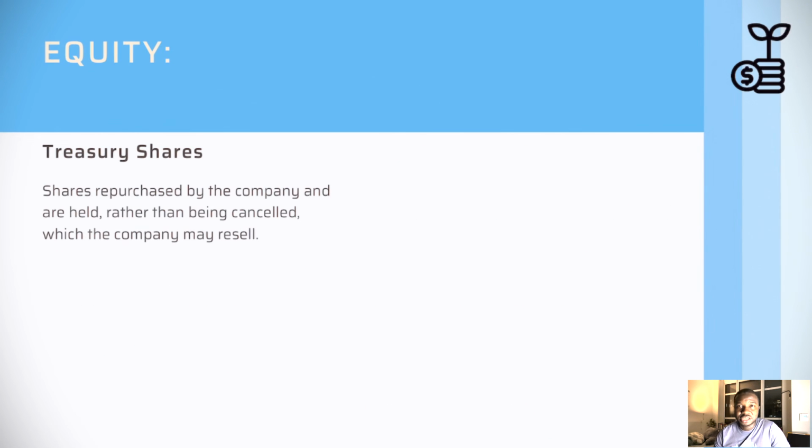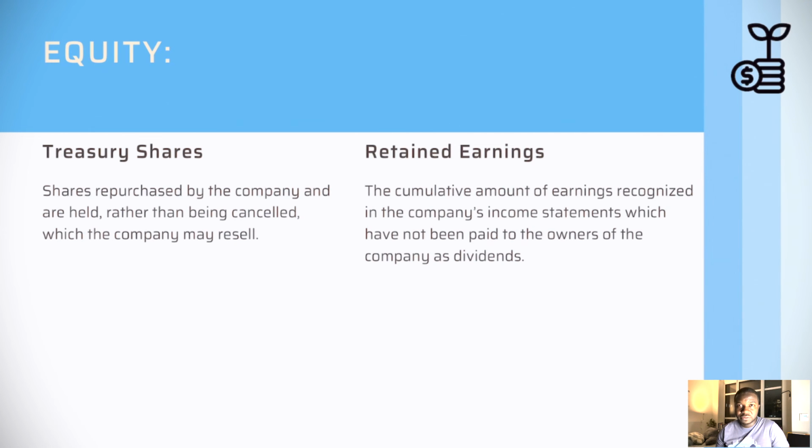Treasury shares are shares that have been repurchased by the company and held rather than cancelled. Note that these shares can be resold by the company. Retained earnings are the cumulative amount of earnings that have been recognized in the company's income statement and have not been paid to the owners of the company as dividends.